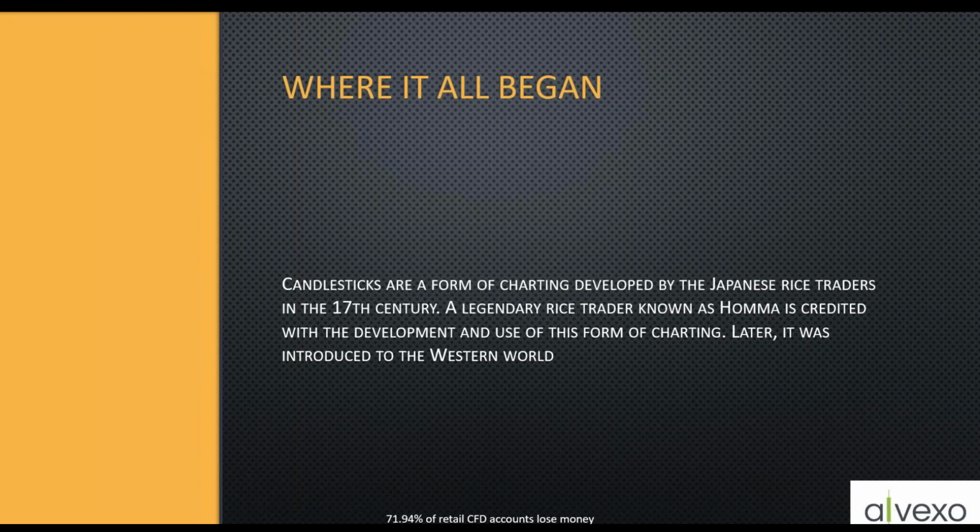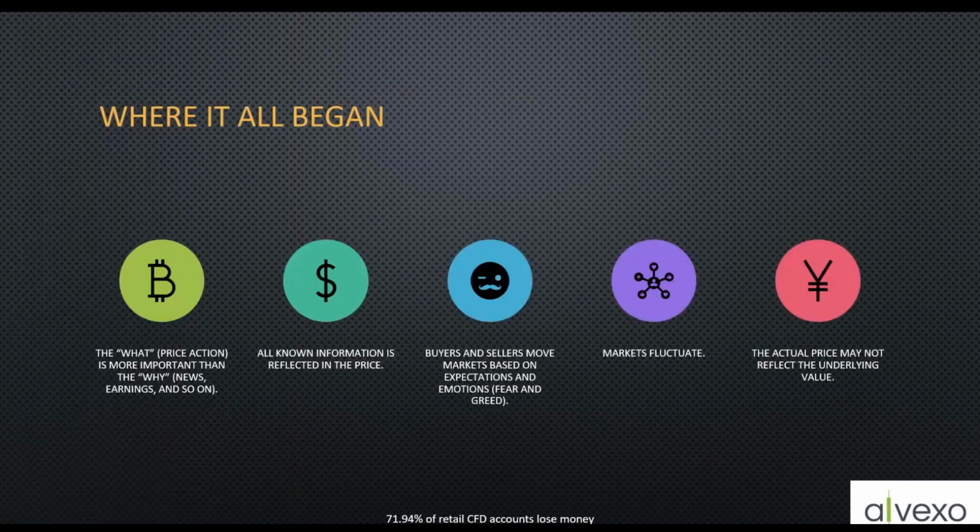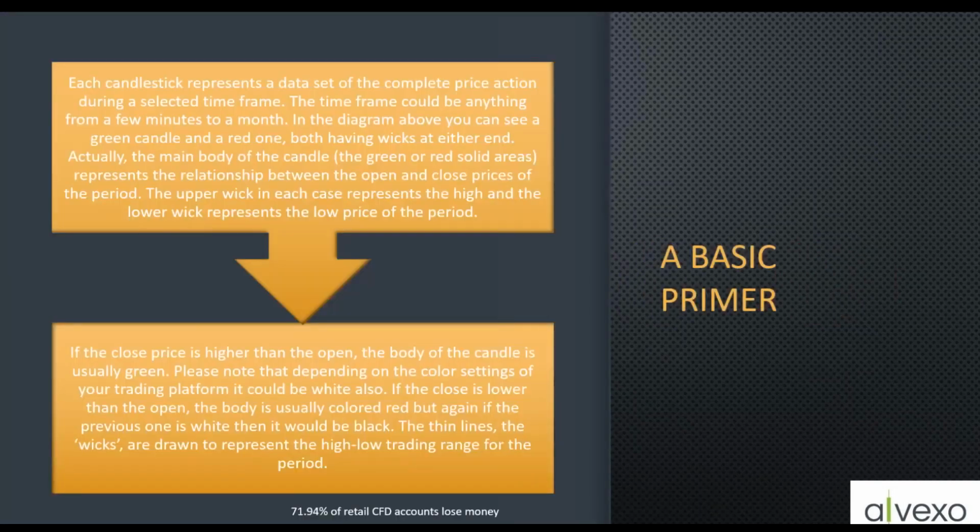Now, candlesticks are a form of charting developed by the Japanese rice traders in the 17th century. A legendary rice trader known as Homma is credited with the development and the use of this form of charting. Now, remember, the what is more important than the whys, and all known information is supposedly reflected in the price shown on the candlesticks.